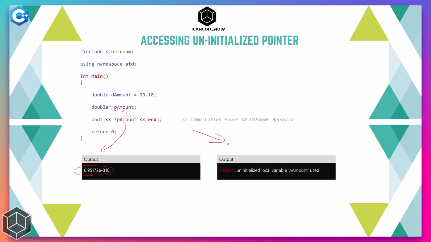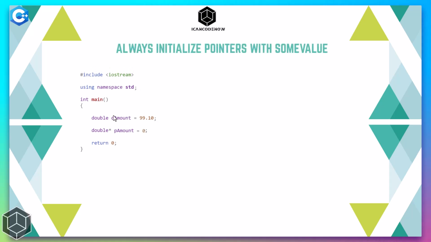And when I try to compile this program in VS Studio 2022, this is in VS Code and this is VS Studio, in VS 2022 it did not allow me to compile. This was a compilation error saying that we cannot use an uninitialized local variable, because we have not initialized this variable, this pointer. So it is always a good practice to initialize variables.